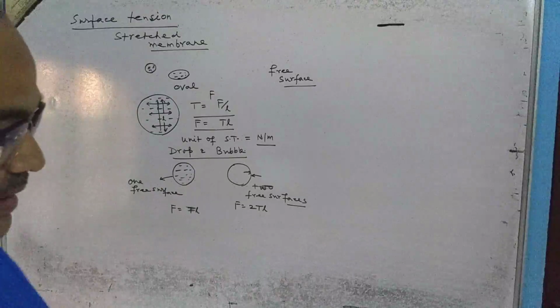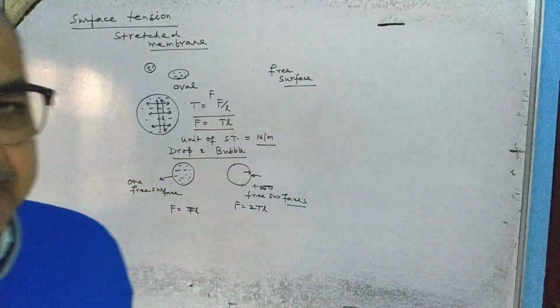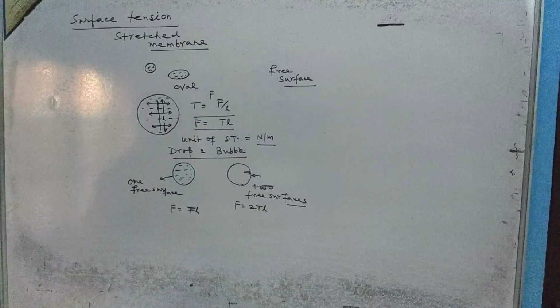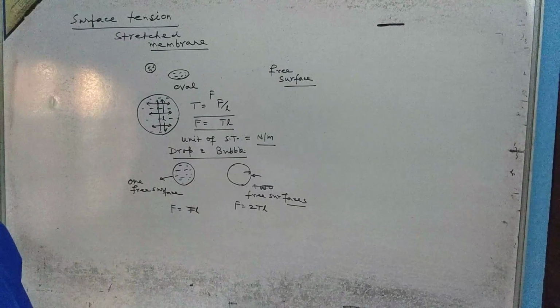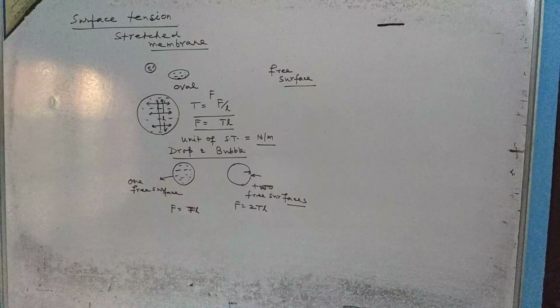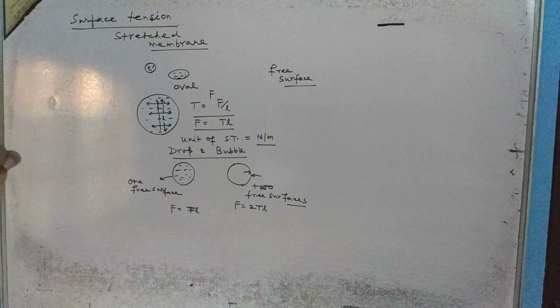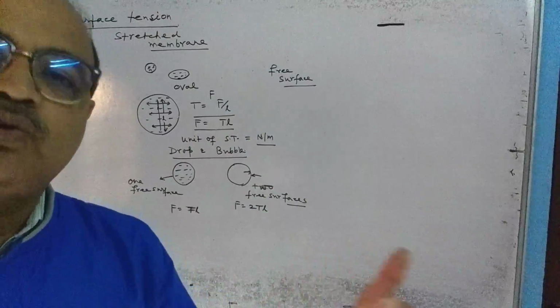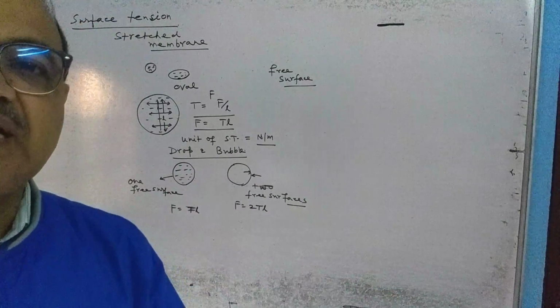Mind this is the difference between a drop and a bubble. I hope all of you got the difference between a drop and the bubble. It's very simple that in case of the drop, there is only one free surface, but in case of the bubble, there are the two free surfaces. In the next class, I will continue.